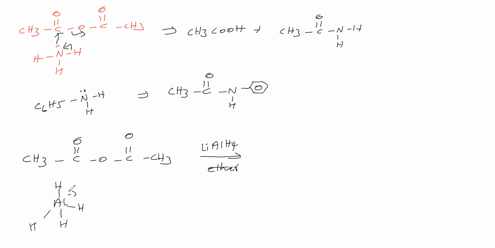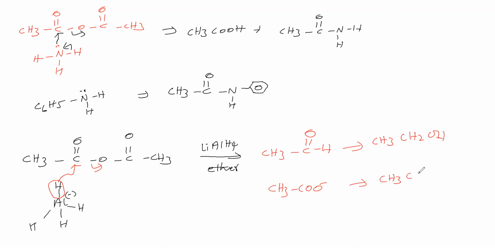Aluminum hydride, AlH4 minus, we are writing. Now this H minus is attacking this one. This is shifting. Okay. Then that is shifting. So we will get CH3CHO, acetaldehyde. This undergoes further reduction to give ethanol, ethyl alcohol. This also on reduction gives ethanol. So acetic anhydride on reduction with lithium aluminum hydride gives the final product ethyl alcohol, a primary alcohol.